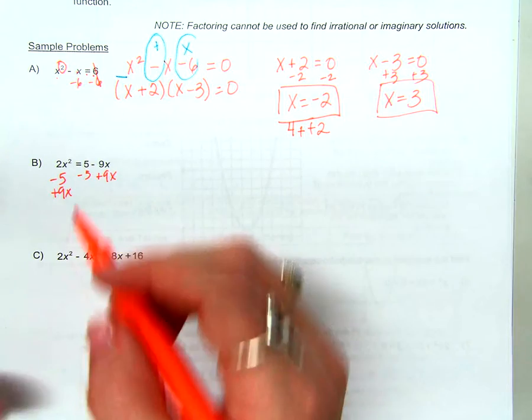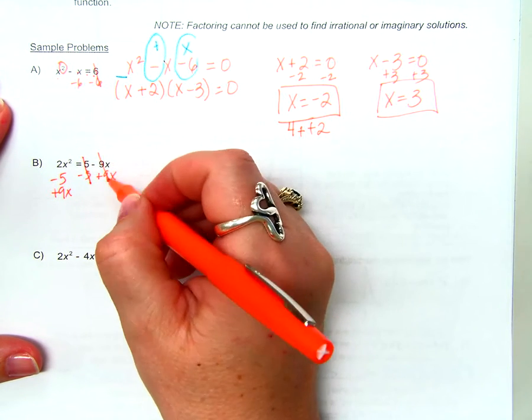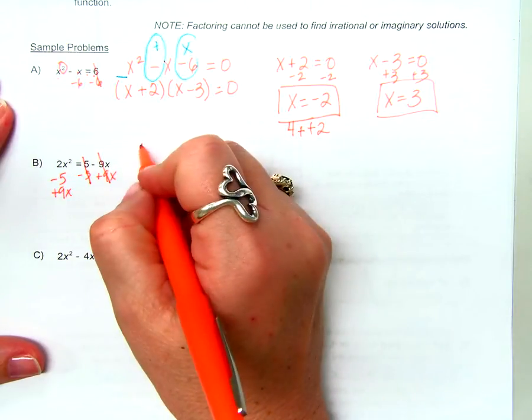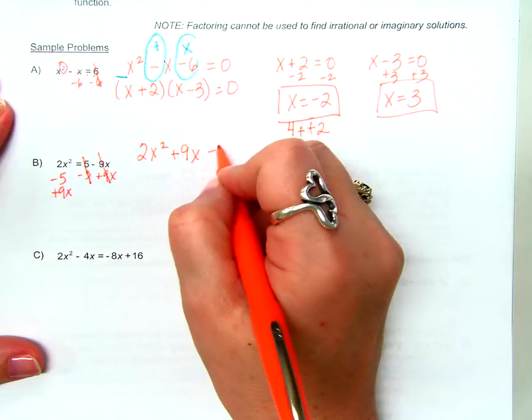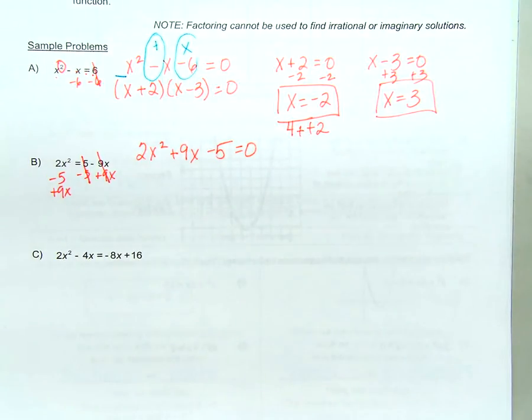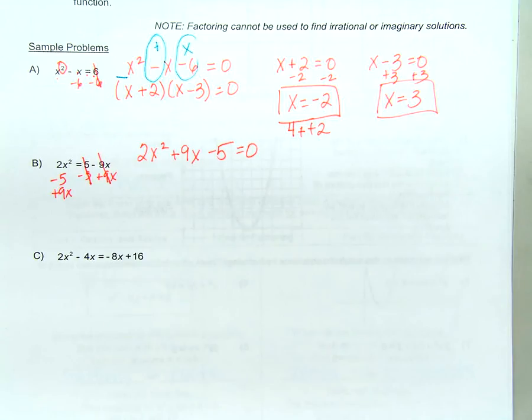Okay? So 5 minus 5 is 0. Negative 9x plus 9x is 0. So I end up with 2x squared plus 9x minus 5 equals 0. Why did I write it in that order? X squared comes first, then my x term, then my constant, right? Anyone? Besides the person who answered it? Okay, good. Are we good so far? So have we completed step 1?